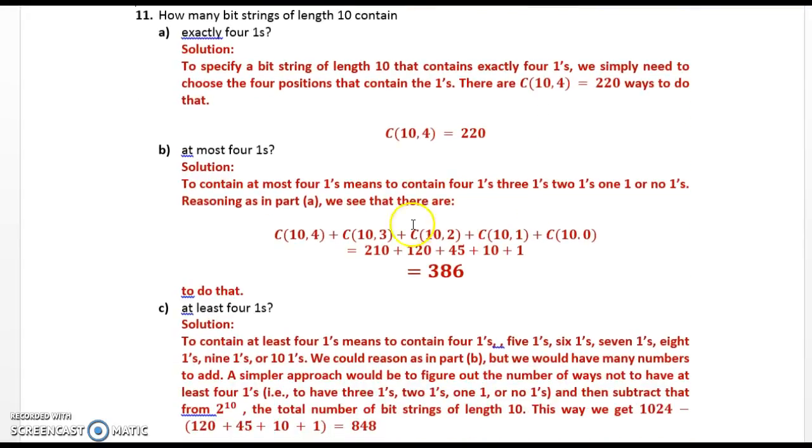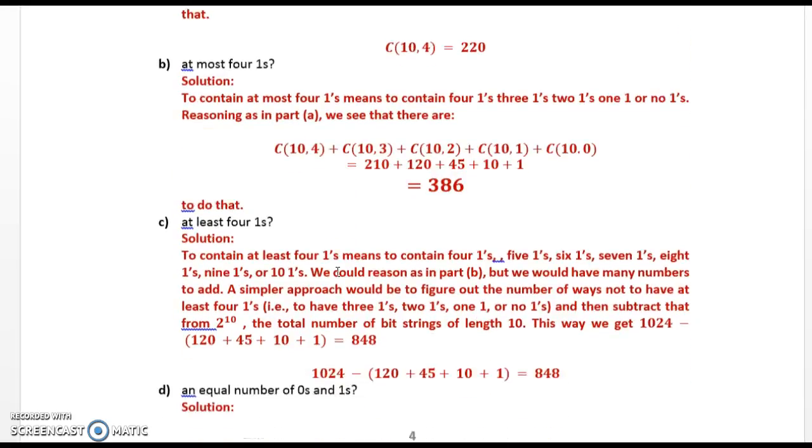At most 4 ones. Solution: to contain at most 4 ones means to contain 4 ones, 3 ones, 2 ones, 1 one, or no ones. Reasoning as in part A, we have C of 10, 4 plus C of 10, 3 plus C of 10, 2 plus C of 10, 1 plus C of 10, 0, which is 210 plus 120 plus 45 plus 10 plus 1, or 386 ways to do that.